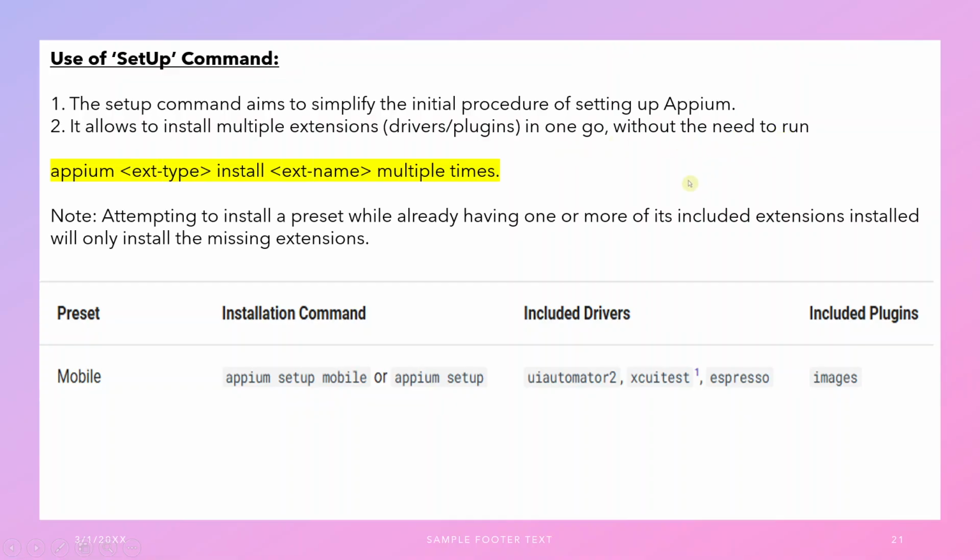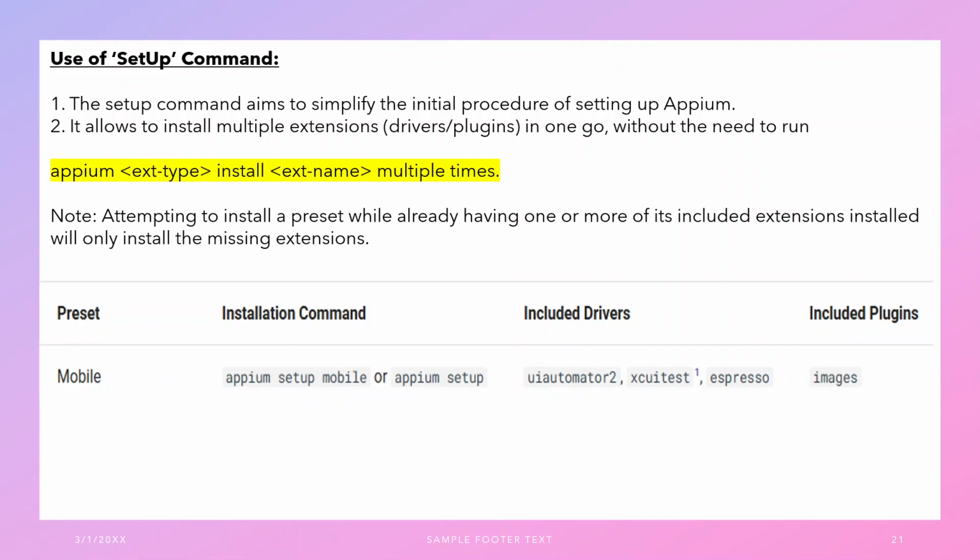See what happened in our previous videos. We had to install the UI Automator driver, so I had to use the command apm driver install uiautomator2, and to install XCUITest I had to use this command once again. If I wanted to install Espresso, I had to use the installation command once again. If we come to plugins, I had to install the plugin separately. So for all these three drivers and one plugin, I had to use this install command four times with different extension names.